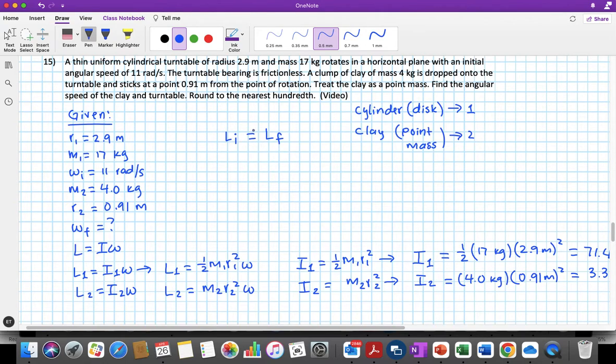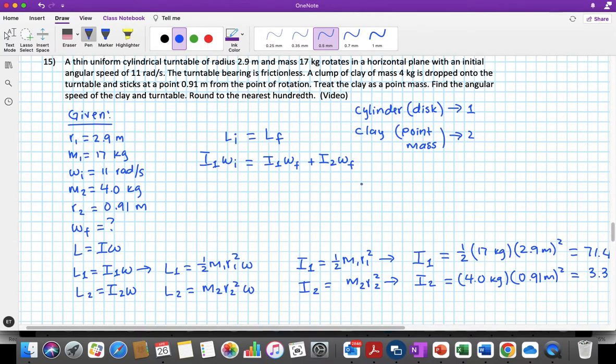Now, back to the conservation of angular momentum, okay? So the system initially is only the turntable, that is a cylinder, so we'll have moment of inertia of the cylinder times initial angular velocity, that's it, right? That is the angular momentum, and it will be equal to moment of inertia of the cylinder times omega final plus moment of inertia of the clay times omega final, right? Because this is angular momentum, angular momentum, angular momentum.